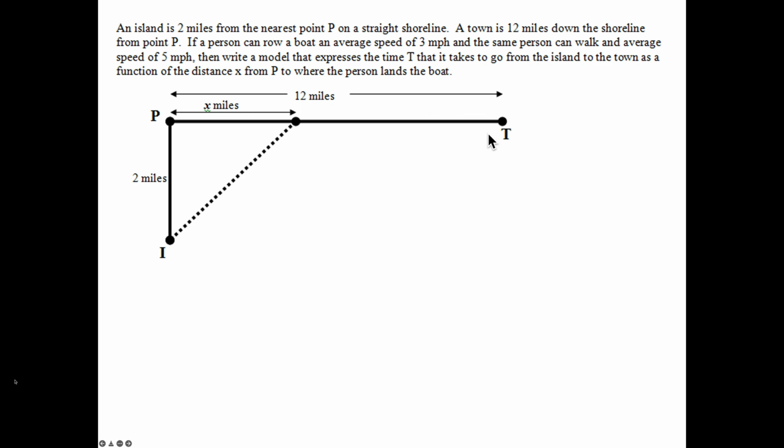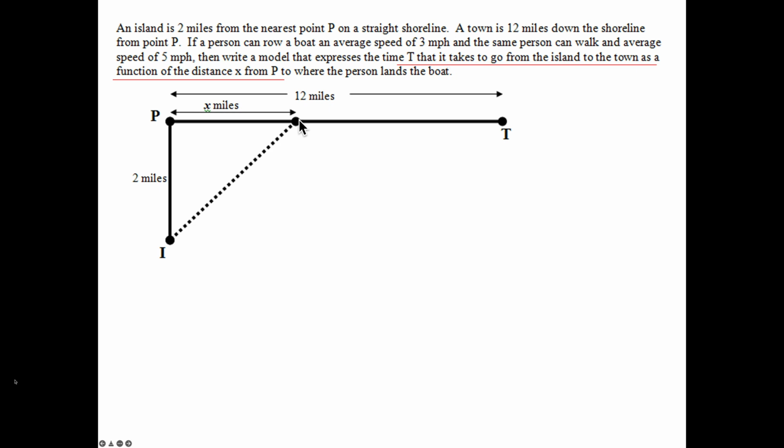If a person can row a boat at an average speed of 3 miles per hour and the same person can walk at an average speed of 5 miles per hour, then write a model that expresses the time t that it takes to go from the island to the town as a function of the distance x from point P to where the person landed the boat.